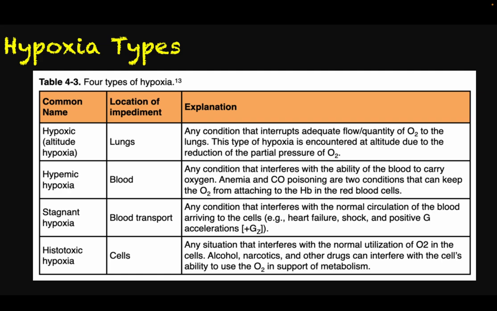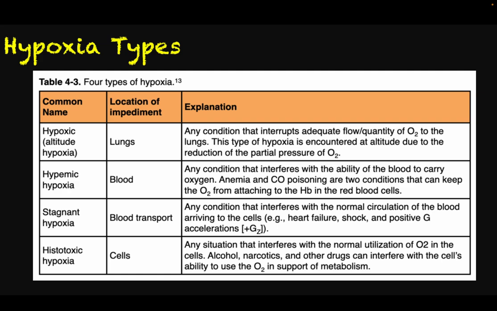So ultimately, there's not enough oxygen in hypoxic hypoxia at multiple places along the life cycle of oxygen, but the actual location of the defect or impediment is in the lungs. So we're going to spend most of our time talking about hypoxic hypoxia, but we will spend a little bit of time talking about the other types, which are hypemic hypoxia, which usually is going to refer to either someone being anemic or being poisoned with carbon monoxide. So we will talk about that in just a little bit.